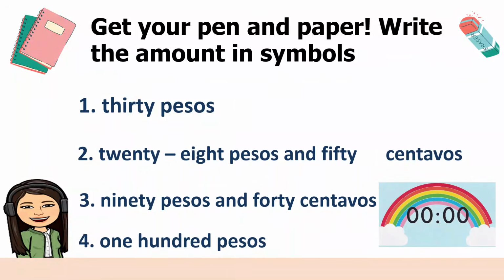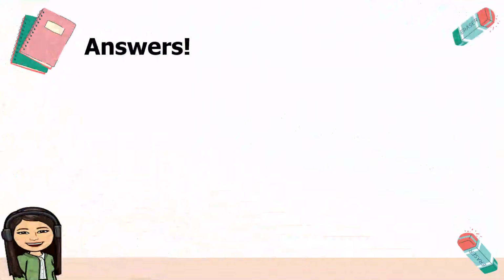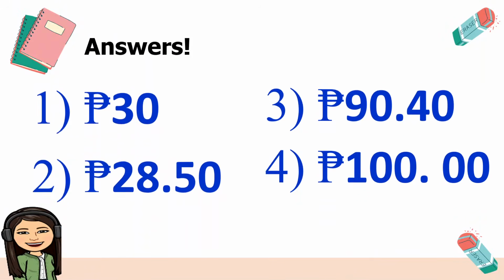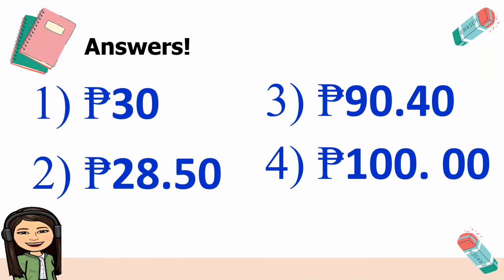Okay, time is up. Let's check. Alright, check your answers. There, 30 pesos, 28 pesos and 50 centavos. No more centavos at the end of 50. No more C. 3, 90 pesos and 40 centavos. And number 4, 100 pesos. Yay, great job, children.